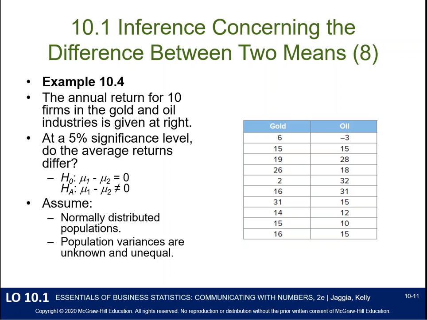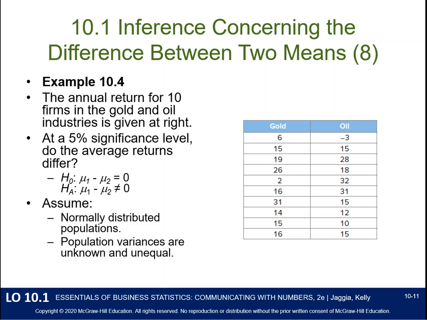So our null hypothesis is that mean 1 minus mean 2 is 0, and our alternative hypothesis is that they are not equal to 0. We're just looking to see, are they different? Now, you can see our data here, and of course it's in our Excel spreadsheet that we're going to jump over and look at in just a moment.